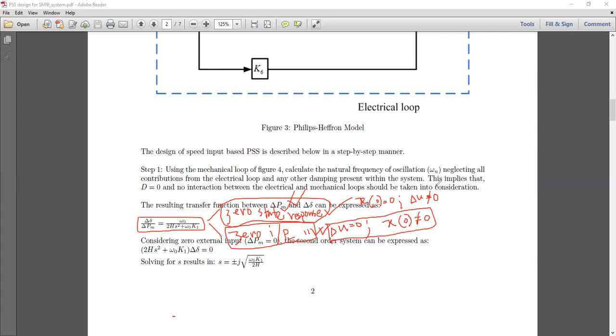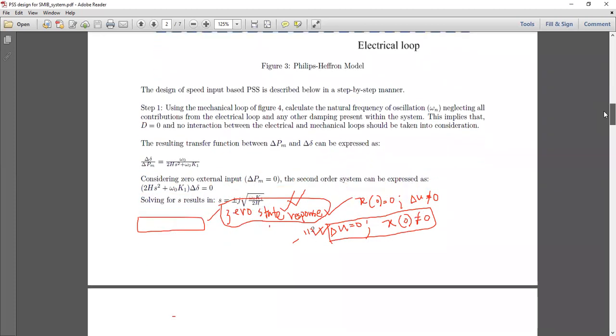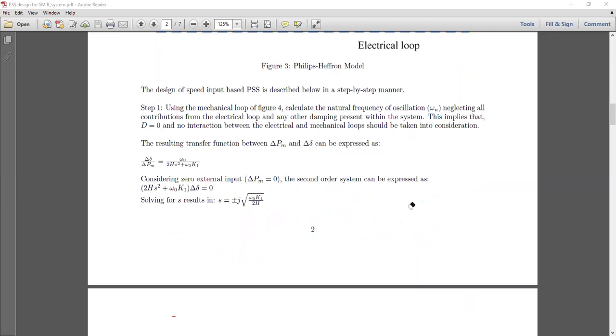So when we say that we are considering zero external input, it means it is a zero input response. That means del U is zero. So for our system, for the mechanical loop, what is the input? For the mechanical loop, the input is delta PM over here. So we will assume that there is no external force driving the system dynamics. Rather, there should be some initial value of the state variables. If that is true, then del PM should be assumed as zero. And you can simply cross multiply this expression over here and find out this expression.